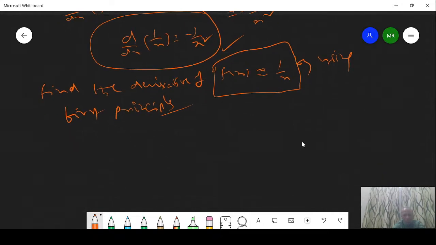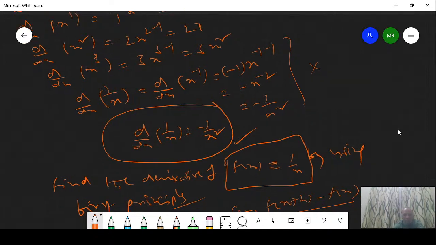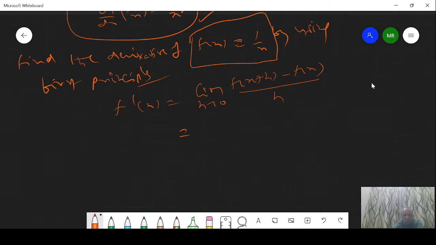What I am suggesting here, you write again the formula, f dash of x is equal to limit h tends to 0, f of x plus h minus f of x by h. You can write using first principle. If we are asking first principle, should not use the previous method. You should not apply that formula, d by dx of x power n is n into x power n minus 1. When they are asking first principle, you should not do like this. First principle means you should do only this method.